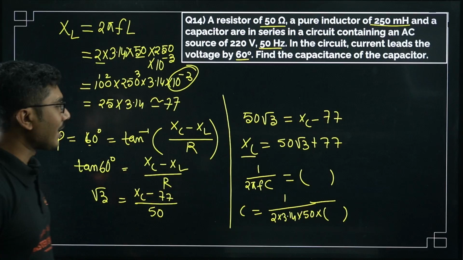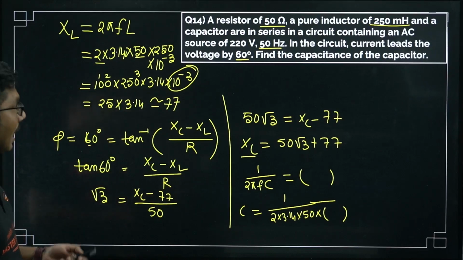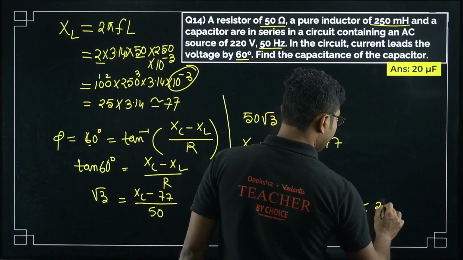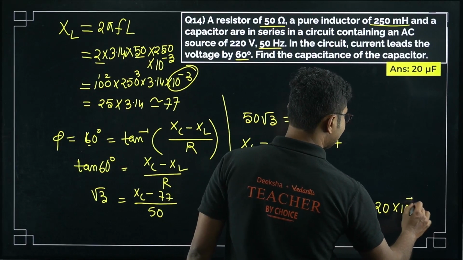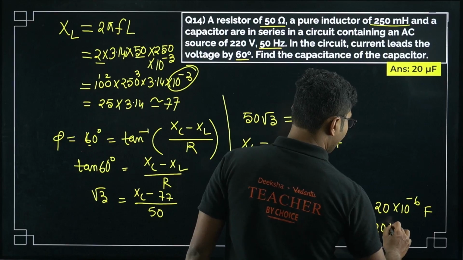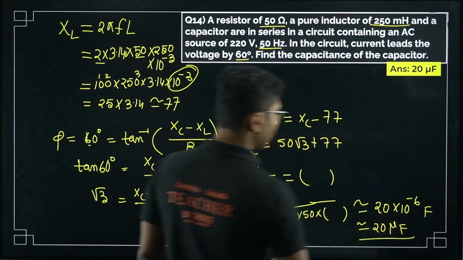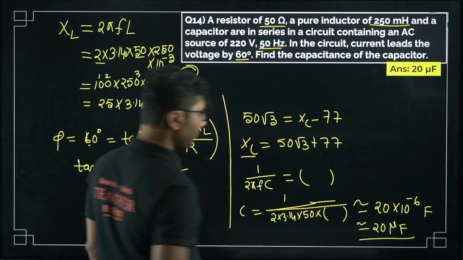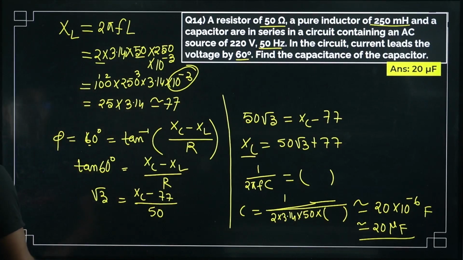So using that formula you can calculate C, and the value will turn out to be 20 microfarad. It will be 20 into 10 to the power of minus 6 farad, which is 20 microfarad. You can calculate it and let me know if you find a different answer. Okay, deal. Now next question.